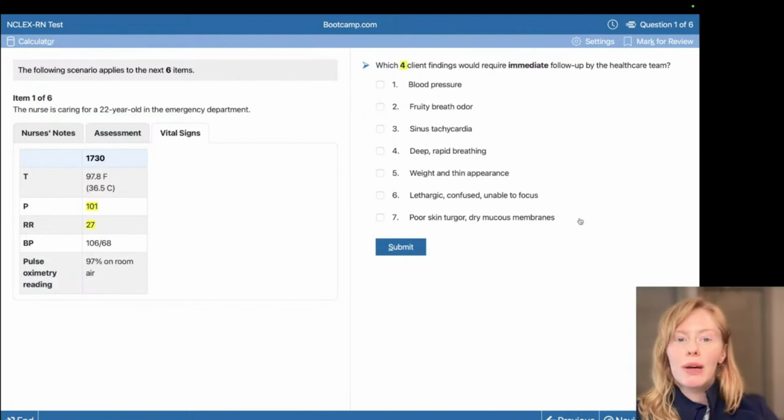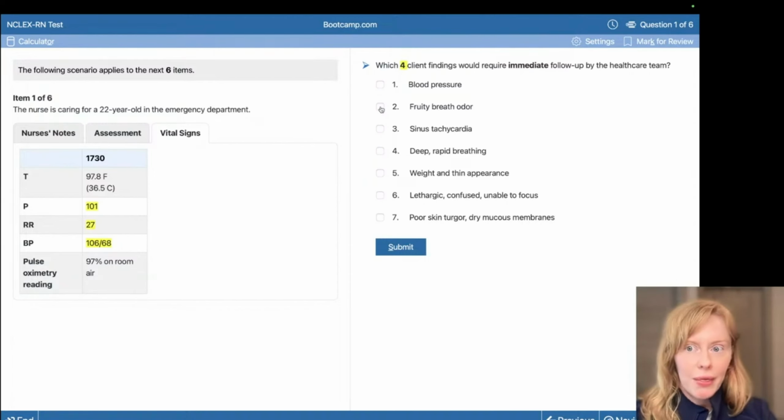So let's read these one at a time, and I'm only going to pick those that I am certain are in the top 4, and then we'll see how many we wind up with at the end. So, okay, blood pressure. The blood pressure is 106/68, and he's an adult, so this should be in the normal blood pressure range, but it's not too low, right? Hypotension is technically a systolic under 90, so this is a borderline low blood pressure, but he's not hypotensive yet.